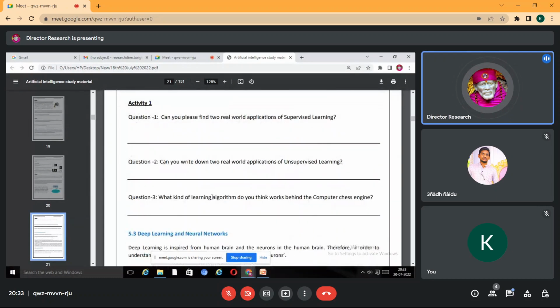Can you please write two real world examples of supervised learning? This is the way of learning the subject.